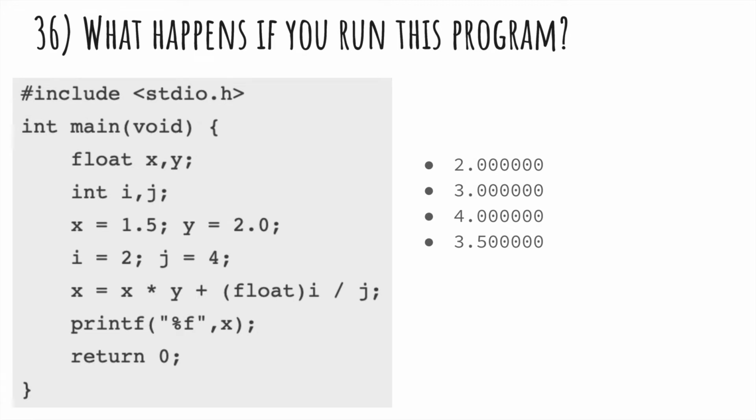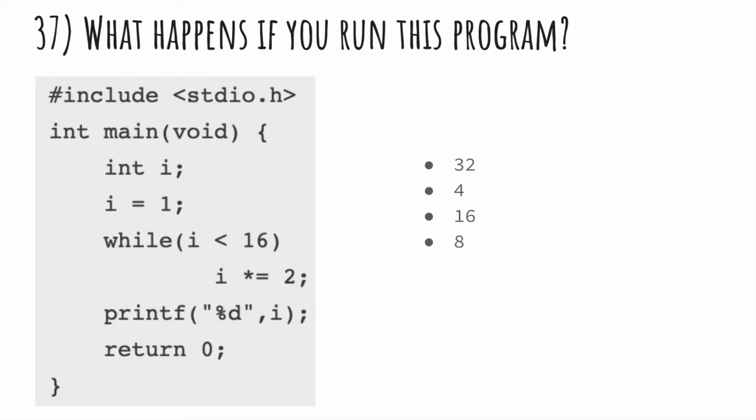The next question is very similar, yet you have typecasting. So your x times y is the same as before. 1.5 times 2 as a float is 3. And then float i converts 2 as an integer to 2 as a float. So 2 as a float divided by 4 as an integer. A float divided by an integer is a float. So that will give you a half. So 3 as a float plus a half as a float is 3.5, and that is your answer. Next question.